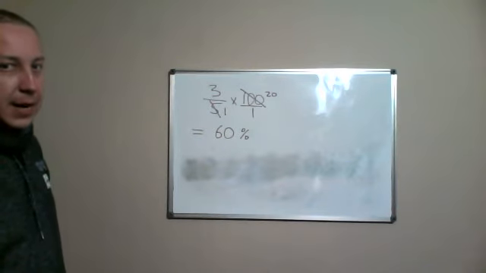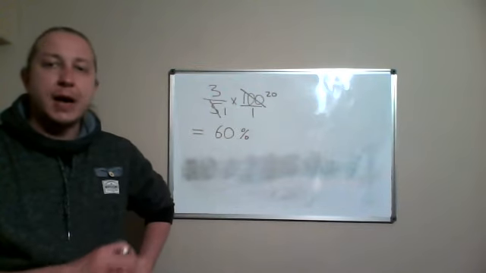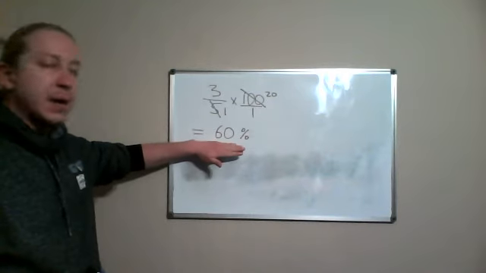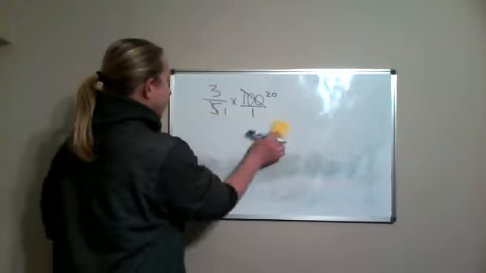Okay, so all that I did there is multiply by 100. Whatever fraction I have, I times it by 100, cancel, and my answer will be in percentage form. Let's do another one.